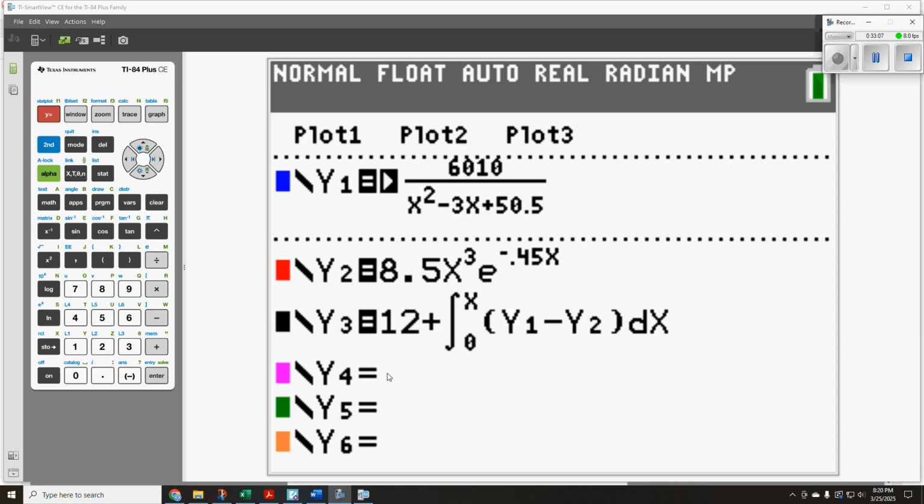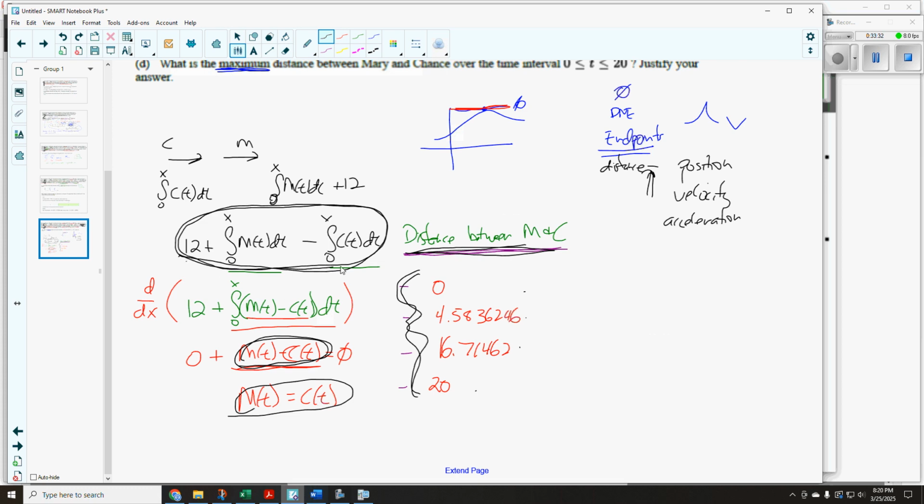So let's go back. I want to put it into my calculator as this: y3 equals 12 plus the integral from 0 to x of m of t, which is y1, minus c of t, which is y2, dx. If I put it in that way, then, because that, again, is what this is right here, the calculator will accept x as the upper bound variable and as the part of the integrand. Excuse me.